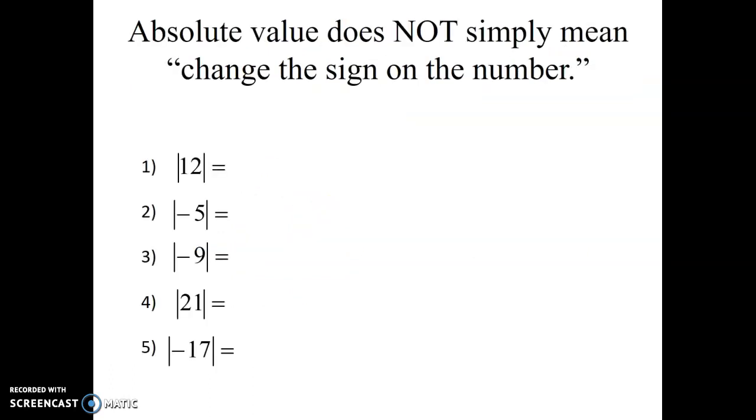So let's take a minute. Keep in mind, absolute value does not mean change the sign of the number. It means how far away from zero it is, whereas opposites mean we're going to change the sign of the number. Absolute value tells us how far away a number is from zero. So pause the video, try these out. Okay, let's see how you did.